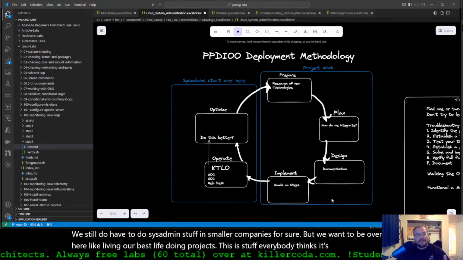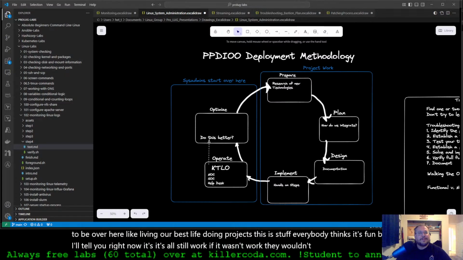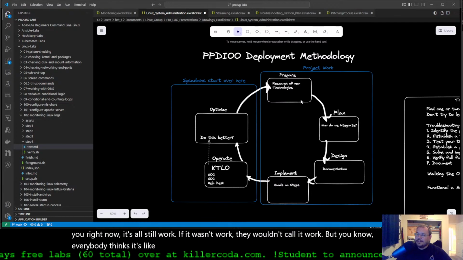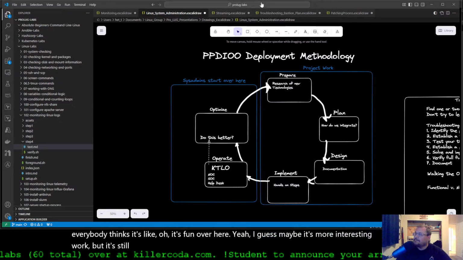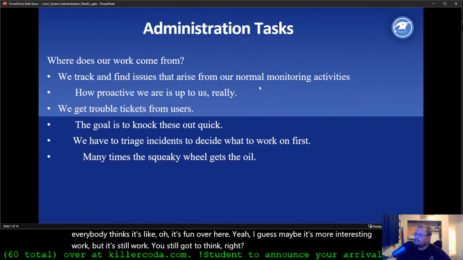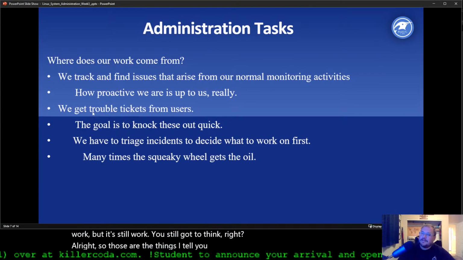But I'll tell you right now, it's all still work. If it wasn't work, they wouldn't call it work. Everybody thinks it's fun over here. Yeah, I guess maybe it's more interesting work, but it's still work. You still got to think, right? All right, so those are the things I tell you guys often.